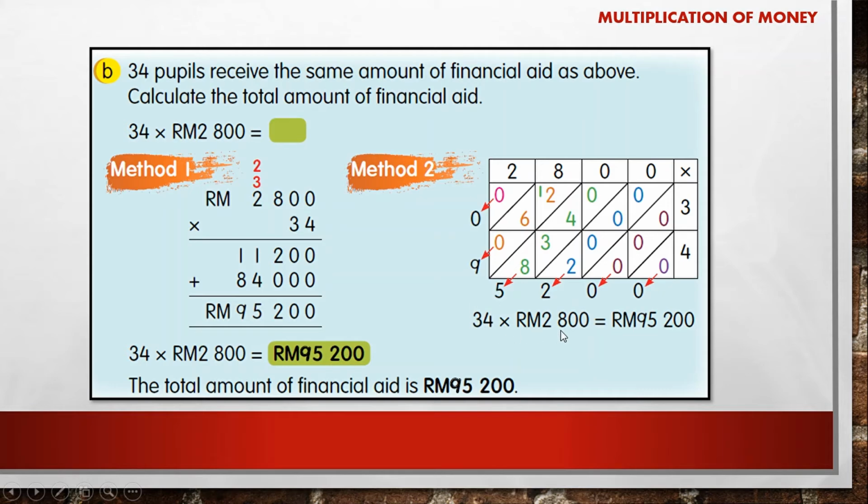So the answer is Ringgit Malaysia 95,200. If you use this method, make sure you write the answer like this in the number sentence. So the total amount of financial aid is Ringgit Malaysia 95,200. It's okay whether you use method 1 or method 2. Pick the method that you think is easy for you to get the answer.